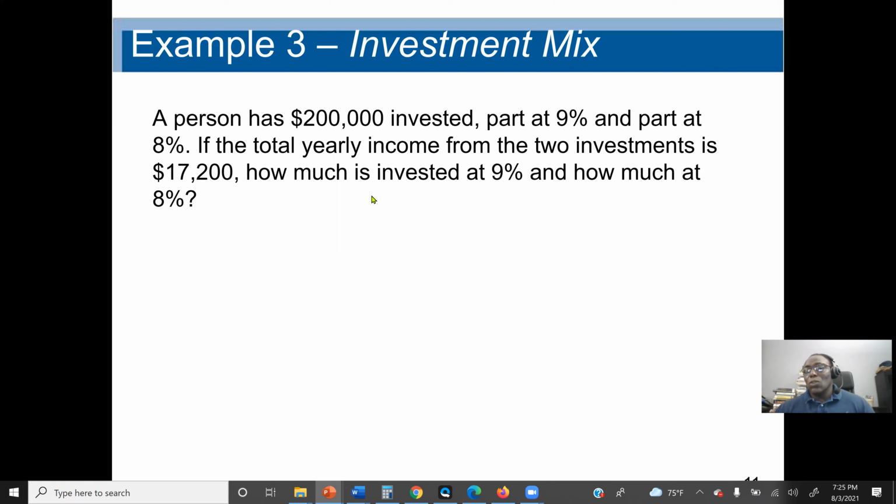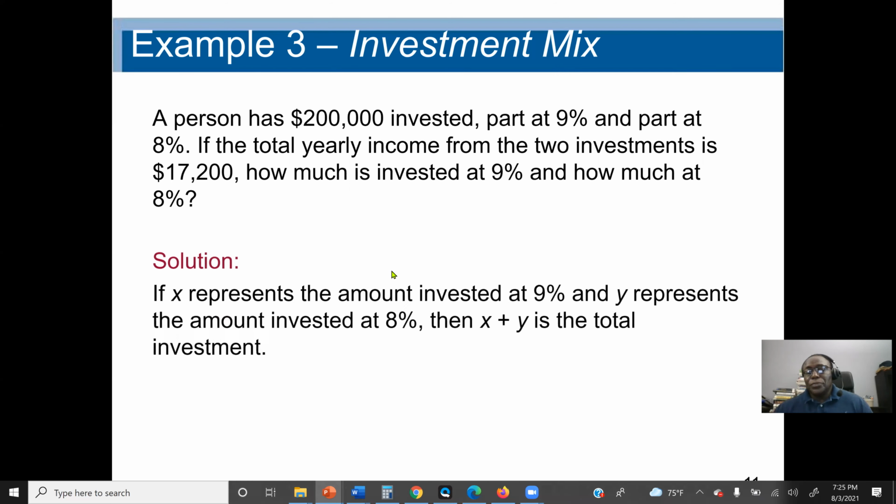So you can see that here we have two equations now. X plus Y equal to 200,000, and 0.09X plus 0.08Y equal to 17,200. So here we can find X and Y, which will be the actual amounts we invested for 9% and for 8%. For 9% will be X, for 8% will be Y. So let's go through the steps.